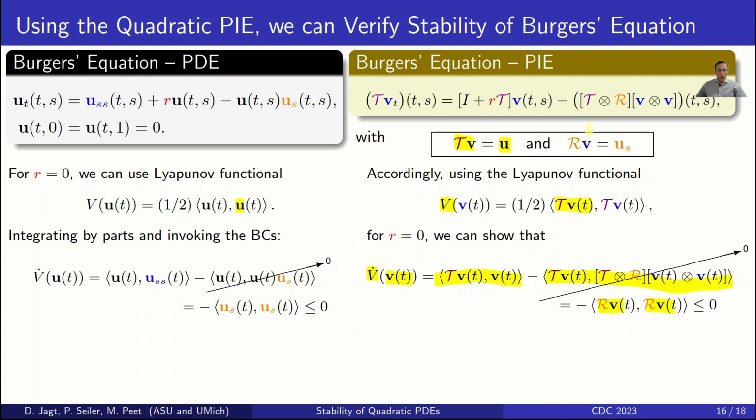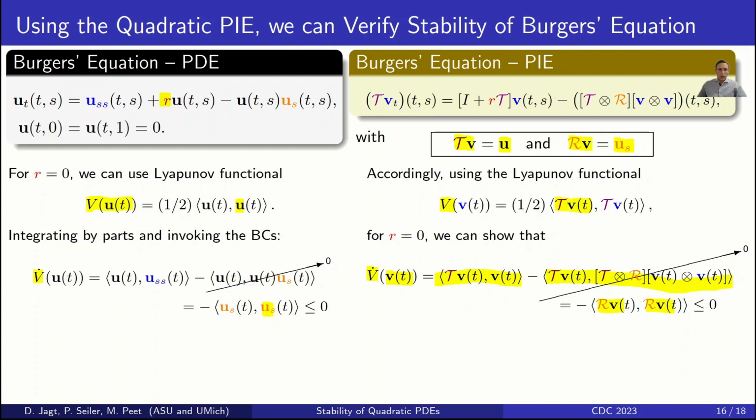And here, of course, we note that RV exactly corresponds to our first order spatial derivative of the state, meaning that these two temporal derivatives are indeed identical. So using the SOS framework, we can verify stability of the Burgers' equation using this same Lyapunov function.